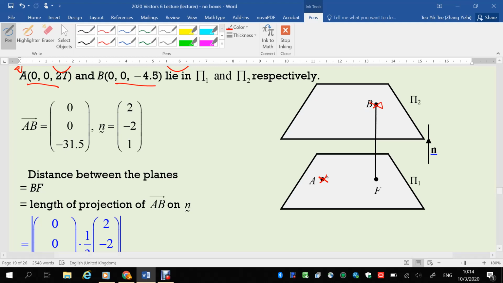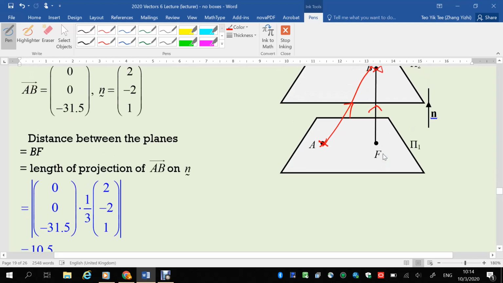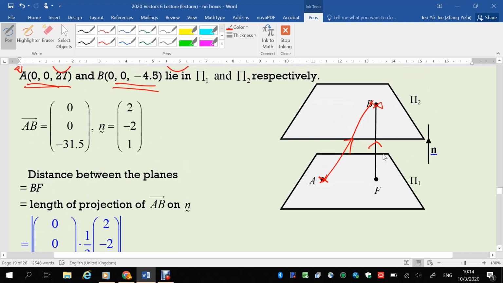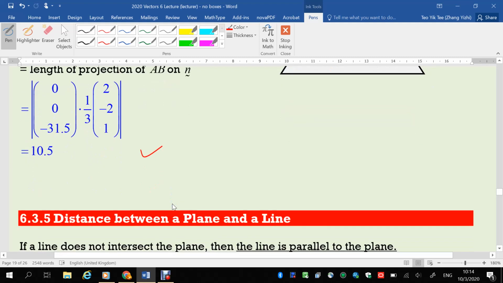So I can actually find AB, since I have OA, I have OB. Next, this is my normal vector. Then if I were to do a projection of AB on N, I actually get the length BF. Okay, AB dot with N hat will give me my length BF, and that will be the length of projection, which is actually the distance between the two planes.